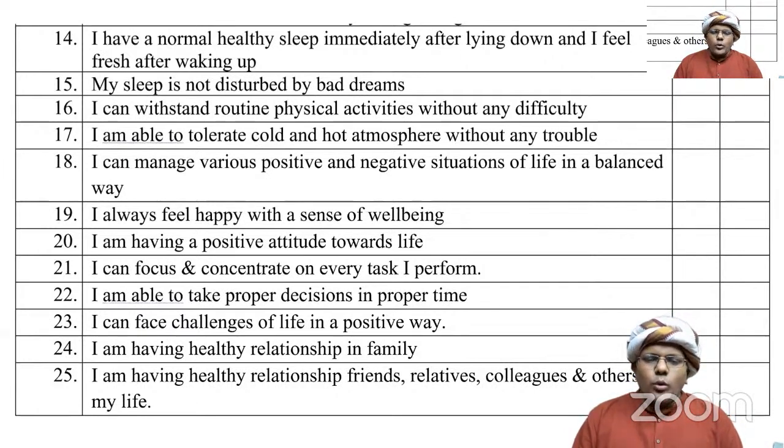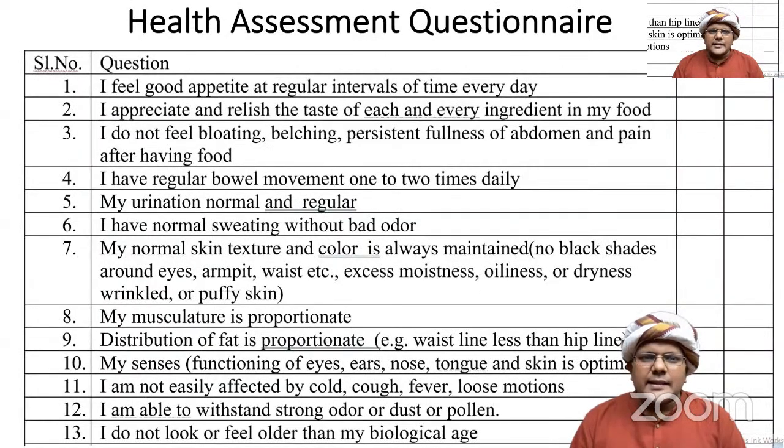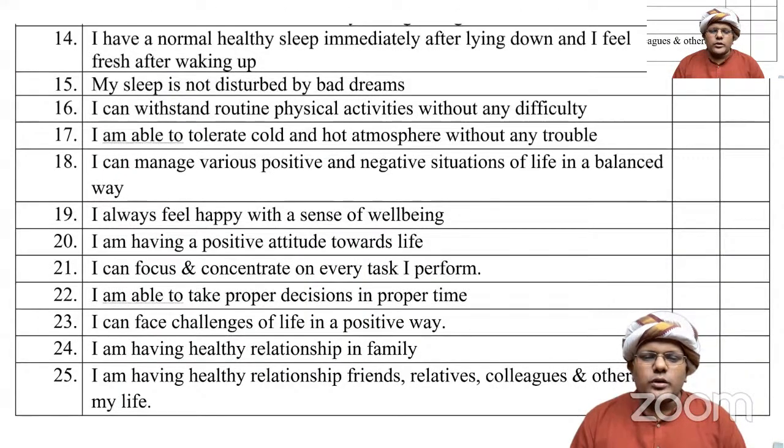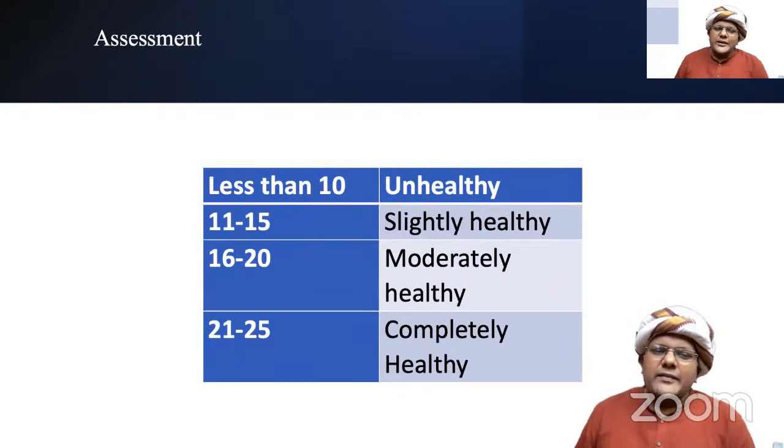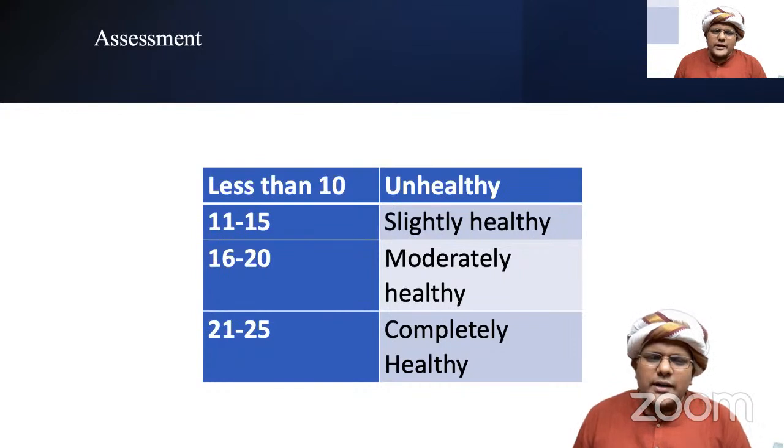And then if you count the number of yeses in this score, we call this health assessment questionnaire. Once you answer this questionnaire, you get a score of the number of yeses you have ticked, marked. If it is less than 10, then you are definitely unhealthy. 11 to 15 is slightly healthy. 16 to 20 is moderately healthy. 21 to 25 is completely healthy.